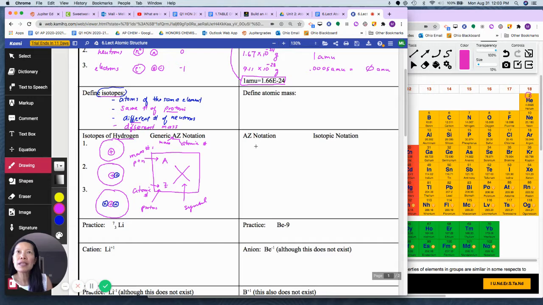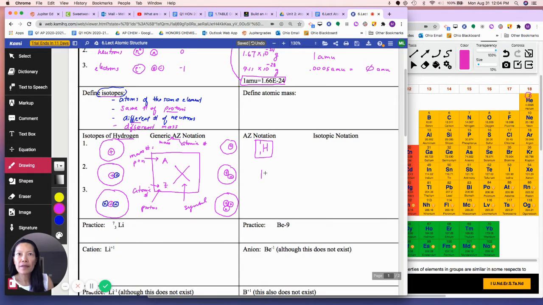Okay, so let me give you the AZ notation of the first hydrogen. So the first hydrogen only has one proton, right? So the AZ notation would be H. The mass is 1 because it has only one particle in the nucleus, and the number of protons is also 1. This is the AZ notation for the first isotope of hydrogen. Could you please go ahead and draw the second and the third isotopes in their AZ notation? Pause the video.